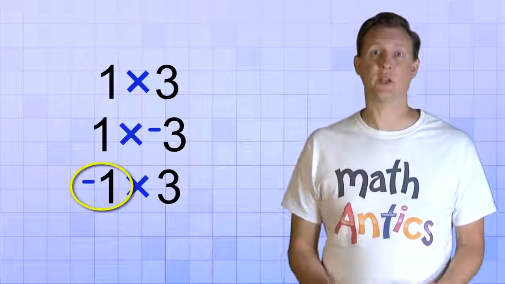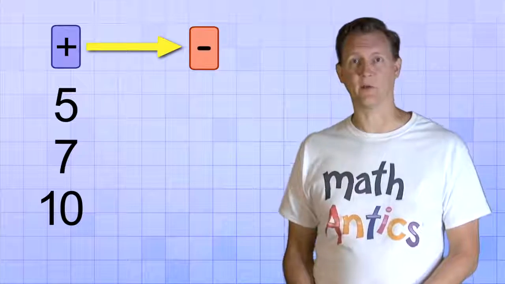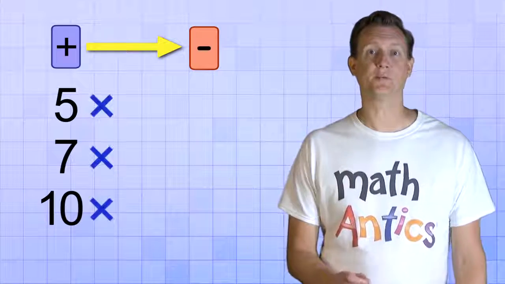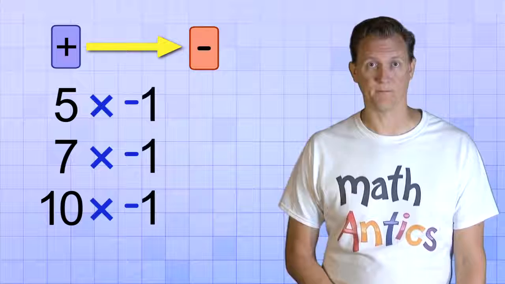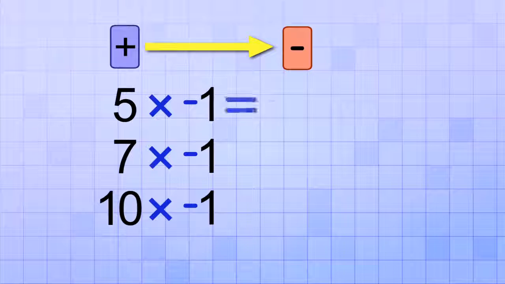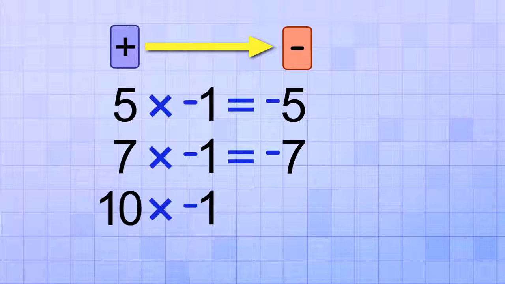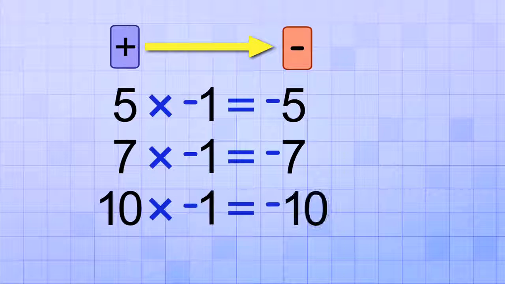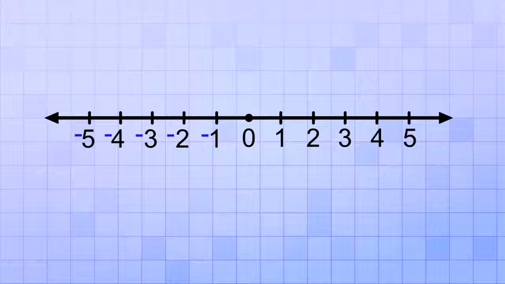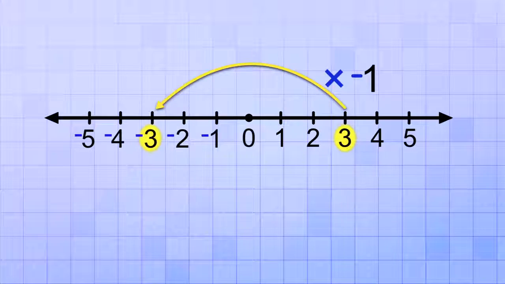That means if you want to change a positive number into a negative number, all you have to do is multiply it by a factor of negative 1. 5 times negative 1 is negative 5. 7 times negative 1 is negative 7. 10 times negative 1 is negative 10, and so on. And one way to visualize this is to see that multiplying by a factor of negative 1 just switches a number from the positive side of the number line to the negative side.